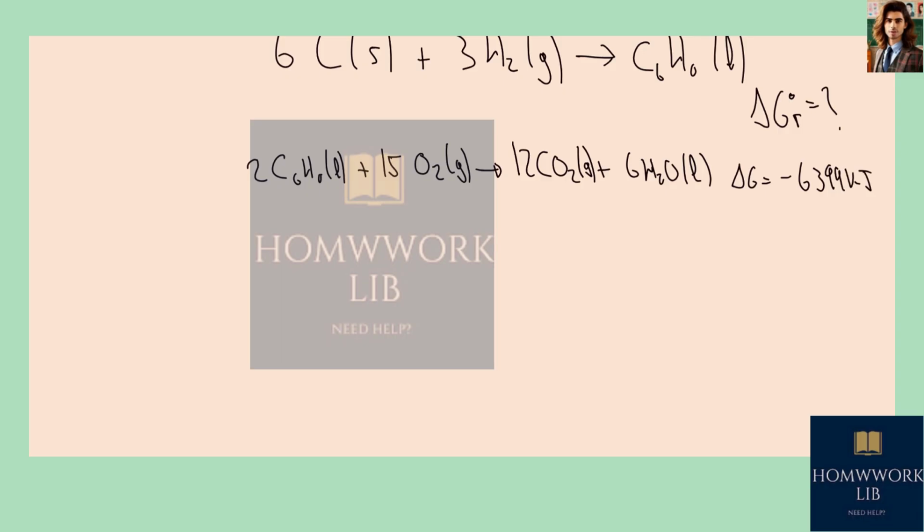The next reaction that we're going to consider is going to be carbon as a solid plus oxygen as a gas, which produces CO2 as a gas. This is going to be the delta G of formation of CO2, which is going to have a delta G of minus 394 kilojoules.